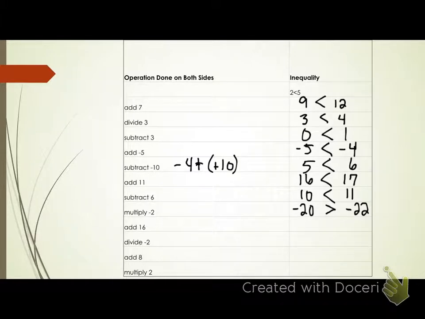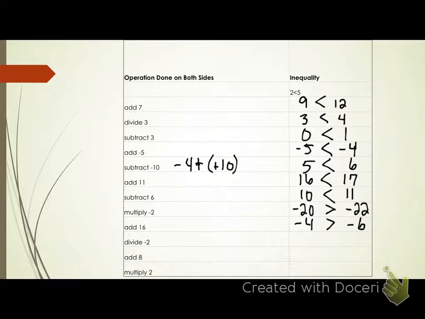Hold on, let's finish the chart. Let's add 16 to both sides. Negative 20 plus 16, negative 4. Negative 22 plus 16, negative 6. What's my inequality symbol? Oh, stayed the same again, didn't it?